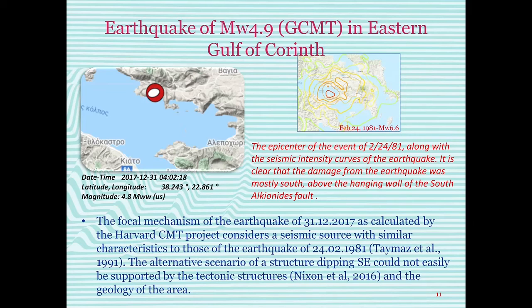The focal mechanism of the 2017 earthquake, as calculated by Harvard CMT, shows a seismic source with very similar characteristics to those of the earthquake of February 24, 1981. Both the proximity of the epicenters and the similarity of the focal mechanism support the assumption that the 2017 earthquake originated from the faults on the south margin of the Gulf, and probably the fault zone that was activated in 1981.